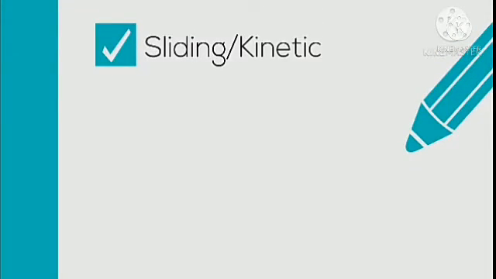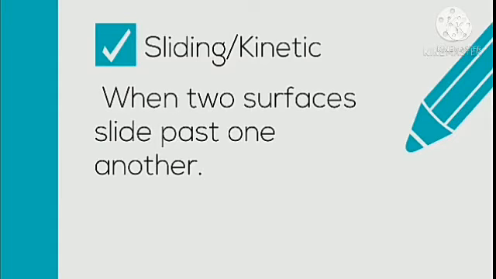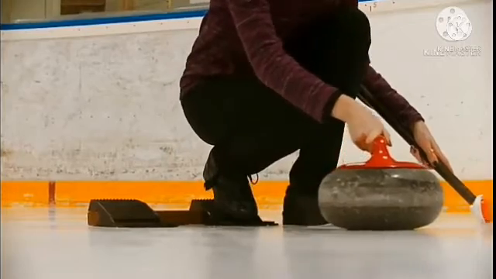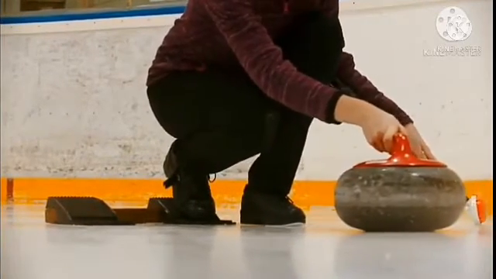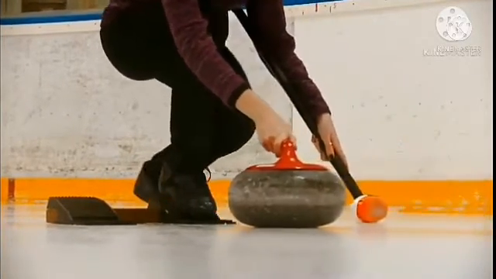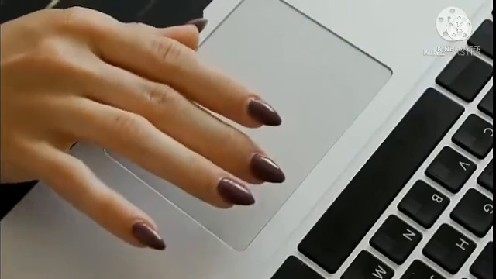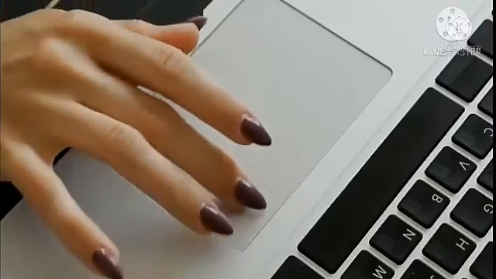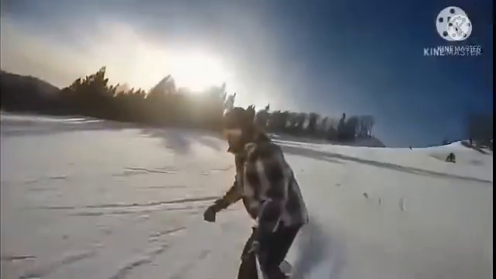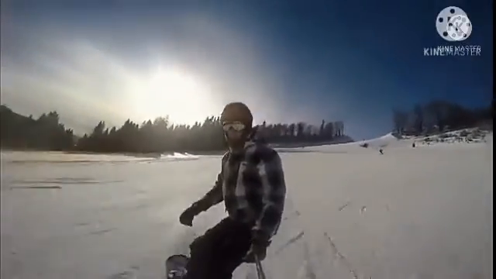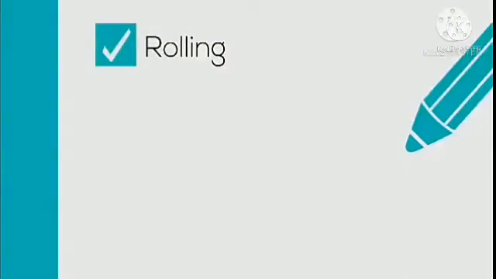Next, let's look at sliding or kinetic friction. When two surfaces slide past one another, they have what's known as sliding or kinetic friction. As you see this machine sliding on the floor, it has sliding friction. When you slide your hands over the surface of your laptop, that is kinetic or sliding friction. Sliding on the snow is also sliding friction.